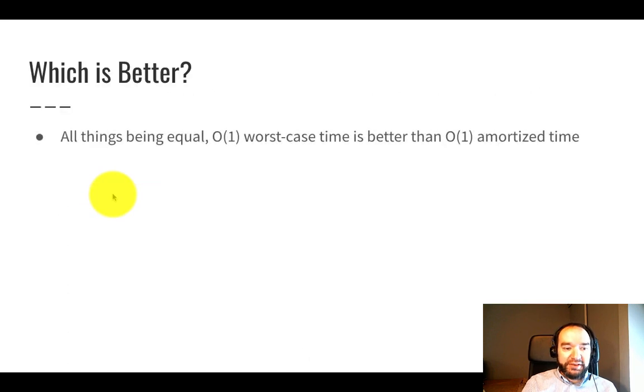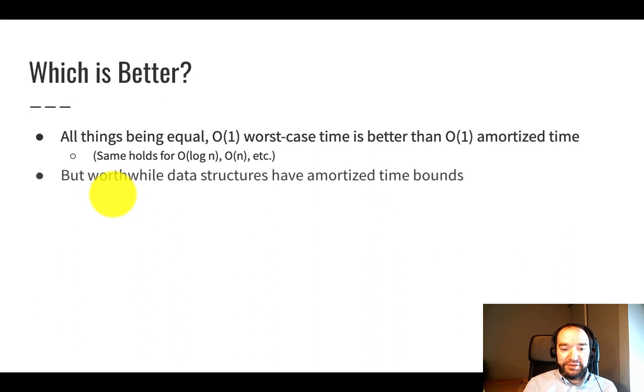Which is better between the two? Well, all things being equal, big O of 1 worst case time is better than big O of 1 amortized time. If we had our choice, all data structure operations would be big O of 1 worst case time, and we would never have these alternating fast, slow situations that lead to amortized time bounds. However, there are worthwhile data structures that have these on again, off again, fast, slow patterns, and therefore their time efficiency has these amortized time bounds.